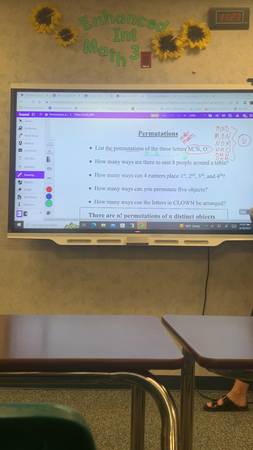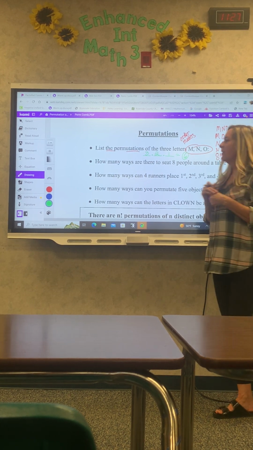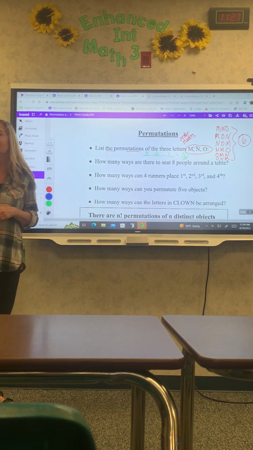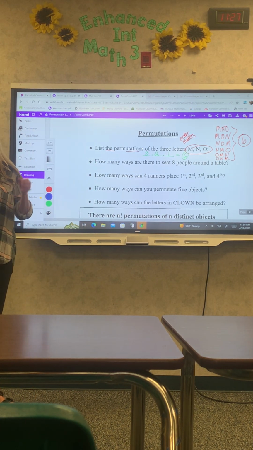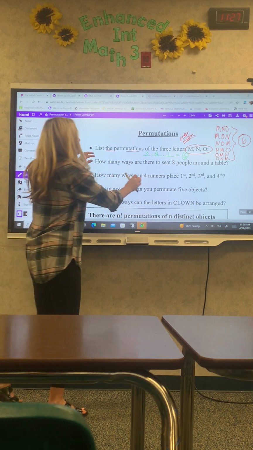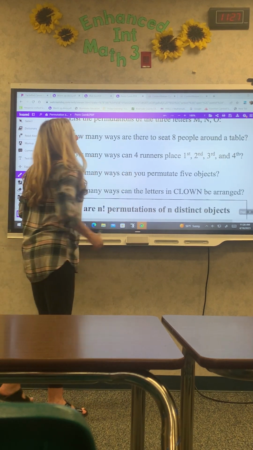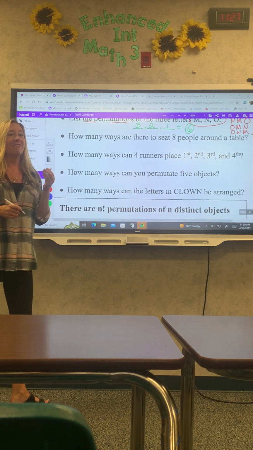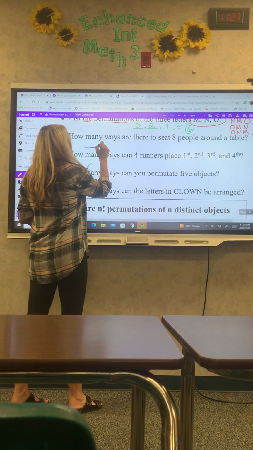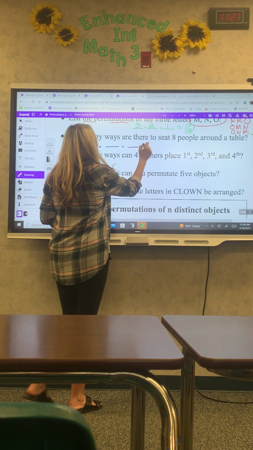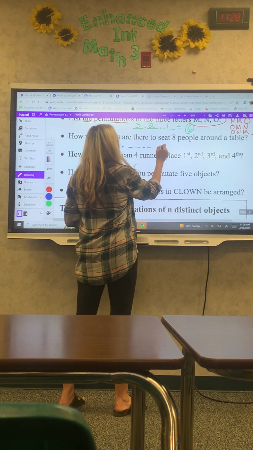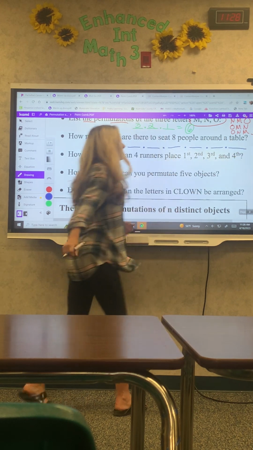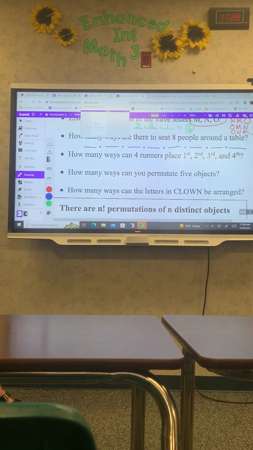All right, next one. How many ways are there to seat 8 people around a table, right? So anytime you switch any person, it changes it. So we don't have to list them all because there's a lot of them. But let's do it the same way. 8 people, so I'm going to put 8 spaces. 1, 2, 3, 4, 5, 6, 7, 8. Right? 8 seats for 8 people.